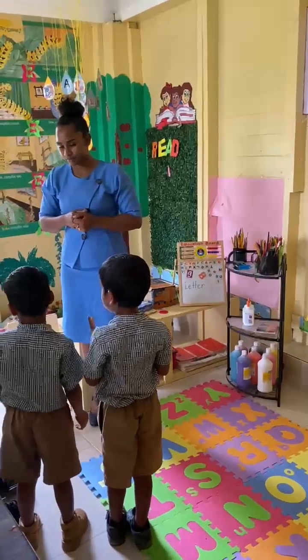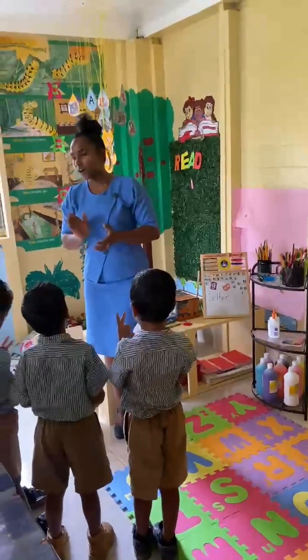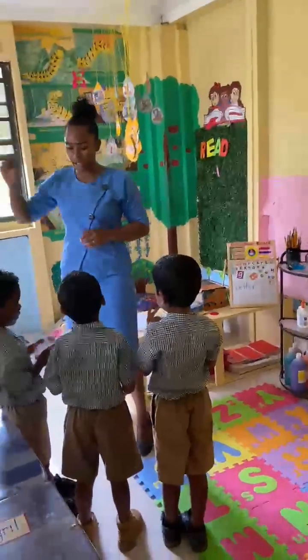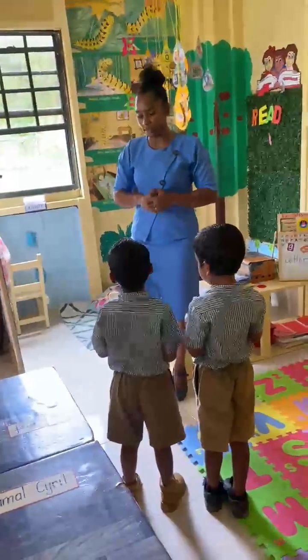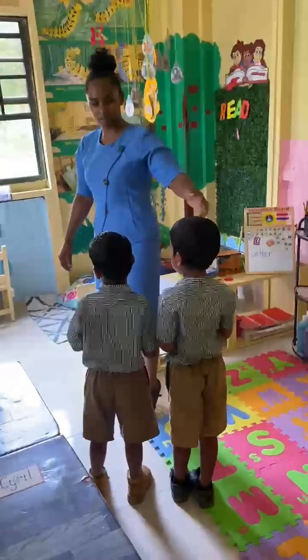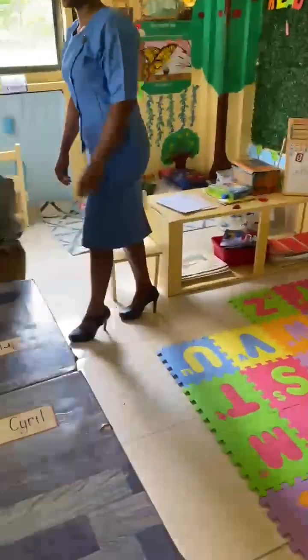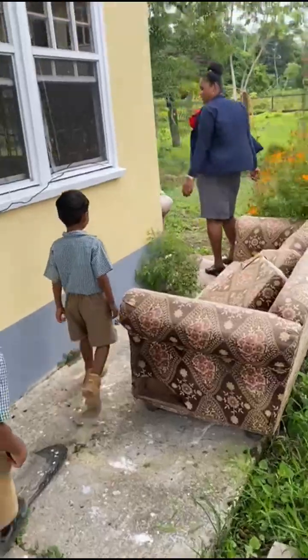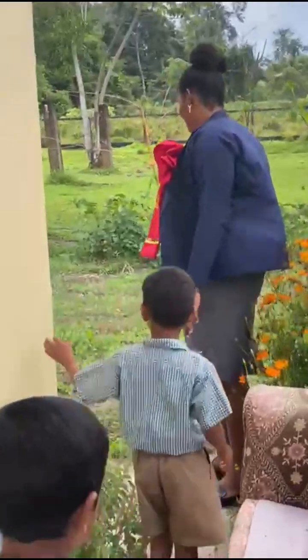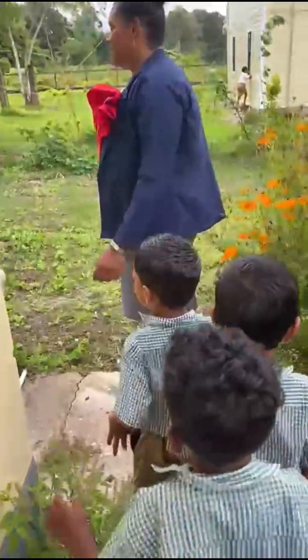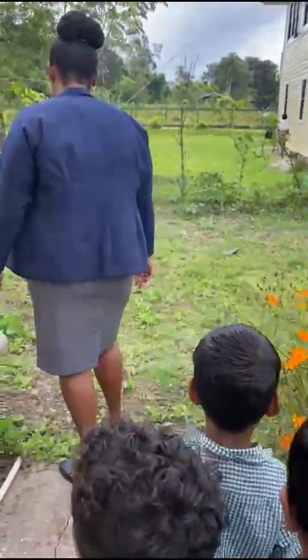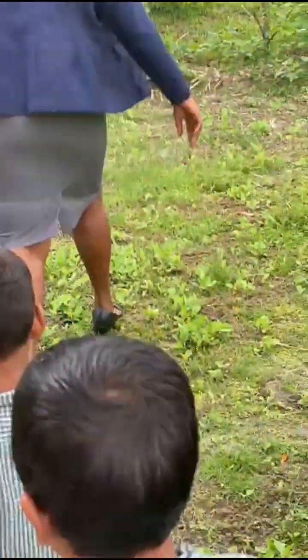Good. So now we are going to go outside and we are going to look at some things that begin with the letter V, right? Good. Let us go. Now we are going to our garden. So what is usually planted in the garden? It begins with the letter V. What do you call all of these things?